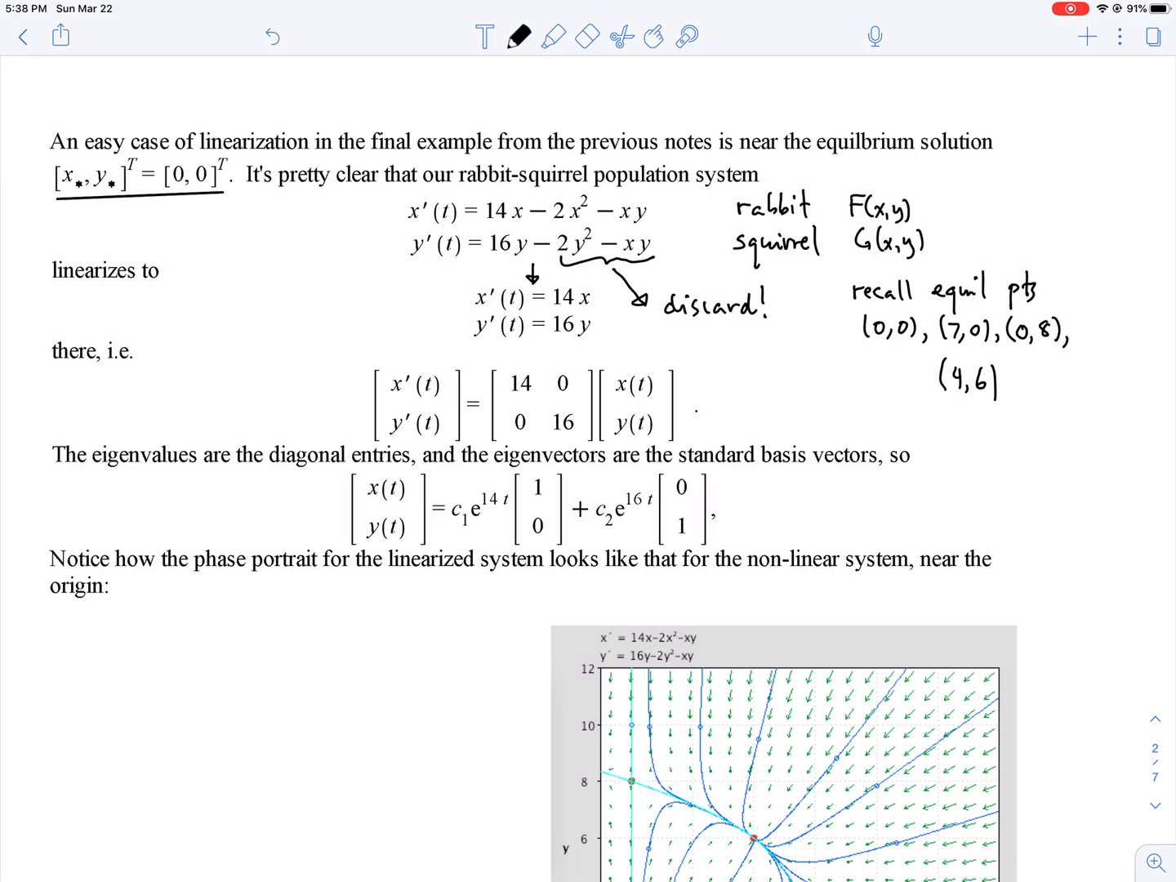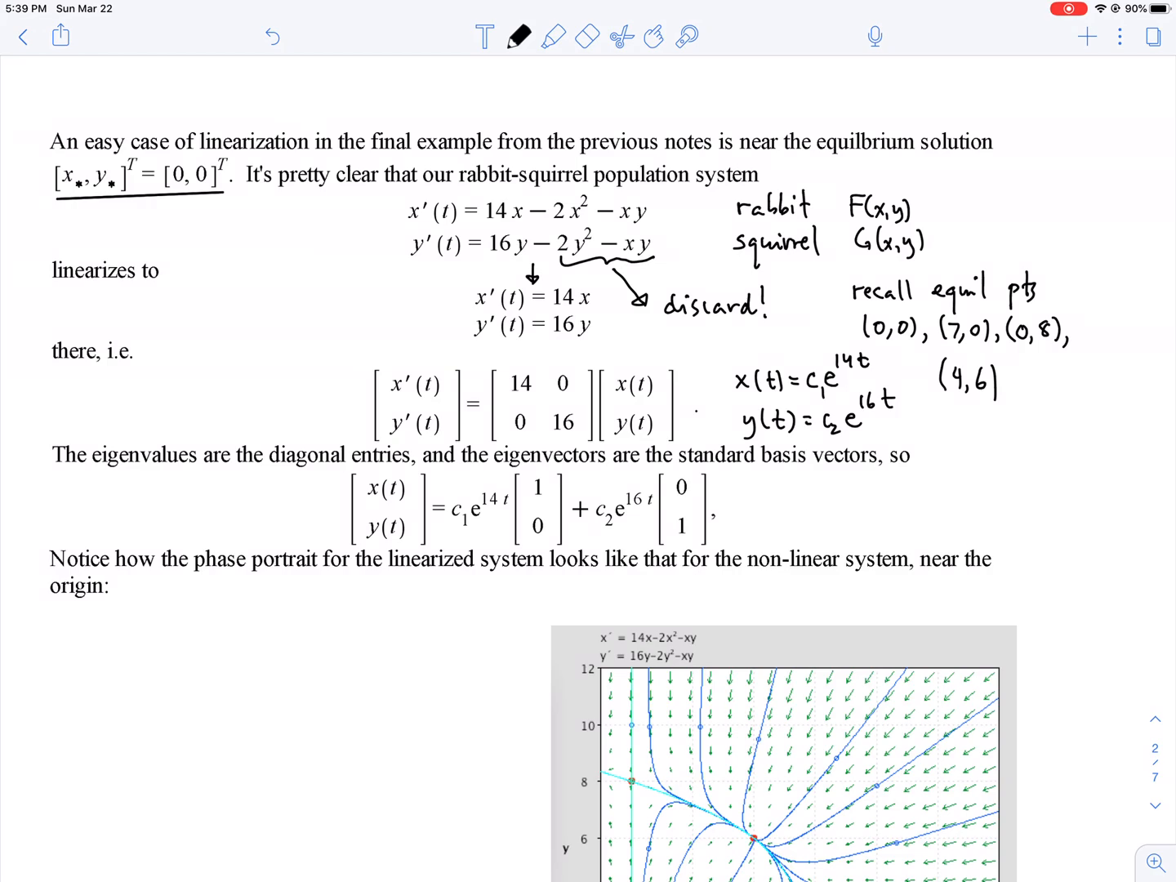Okay, well, you can see that the solutions for x of t, this is just an exponential growth problem, are just c e to the 14t, because x prime is 14x. Let's say x of t is c1 times e to the 14t, and y of t is c2 e to the 16t, where the c1 and c2 are like the x naught and the y naught.